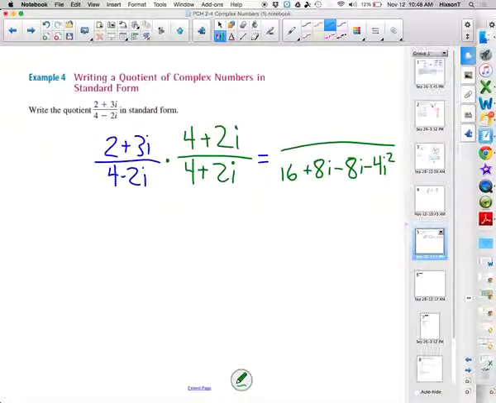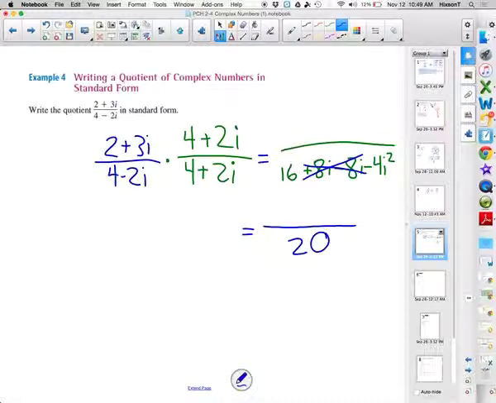And notice here, this is the whole point of doing this, the plus 8i and the minus 8i cancel out to 0. And now our denominator, I'll get to the numerator in a second, when I sub in a negative 1, it's 16 plus 4. So I get 20 in my denominator. Okay? Does everyone see how we did that?